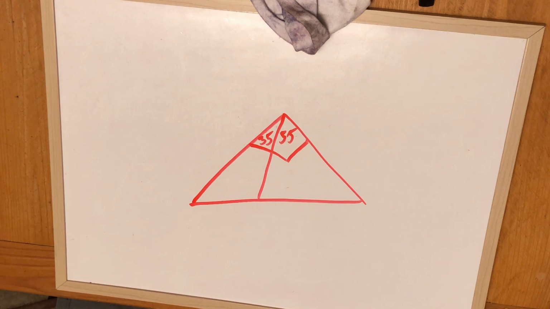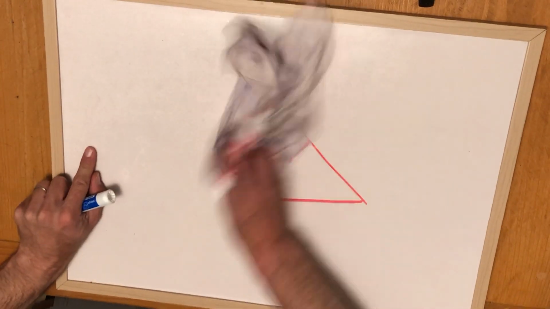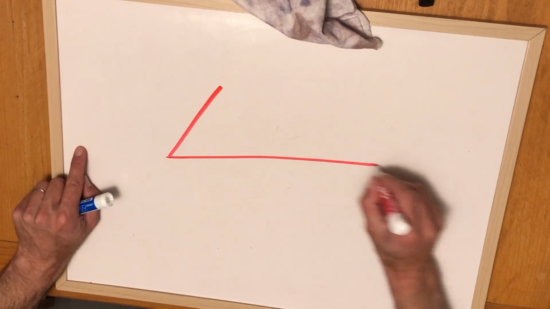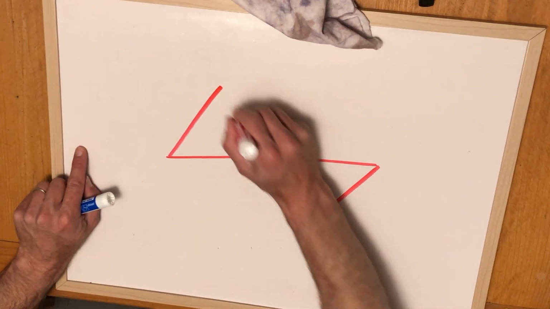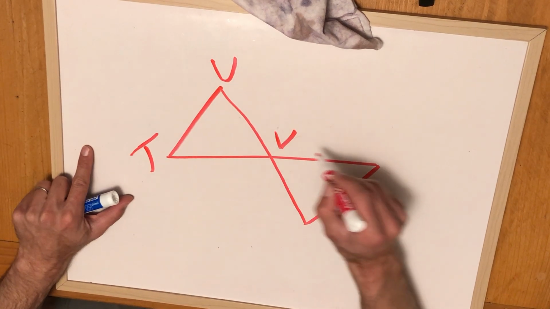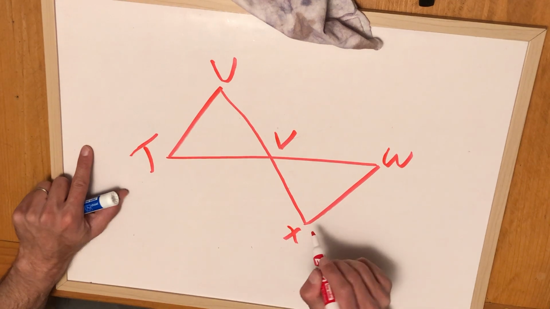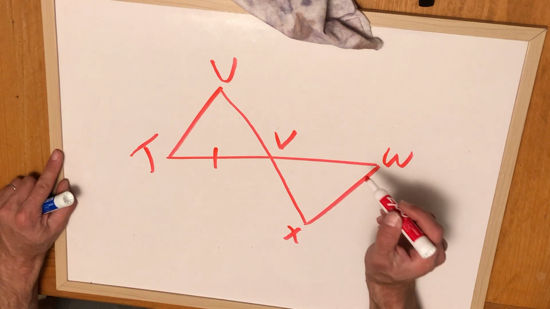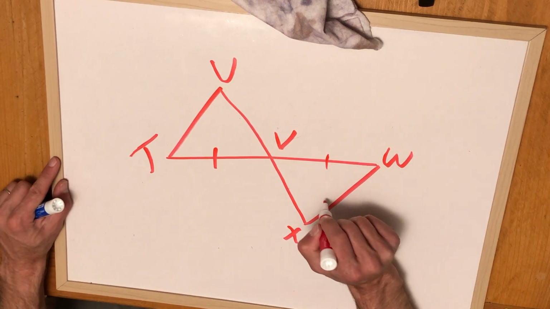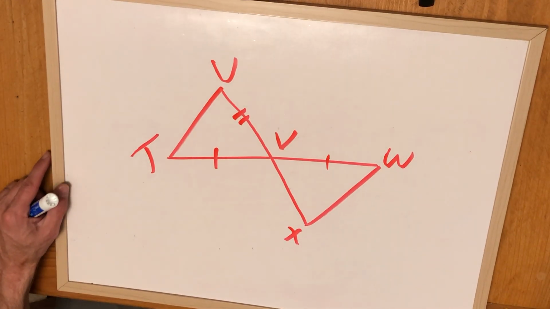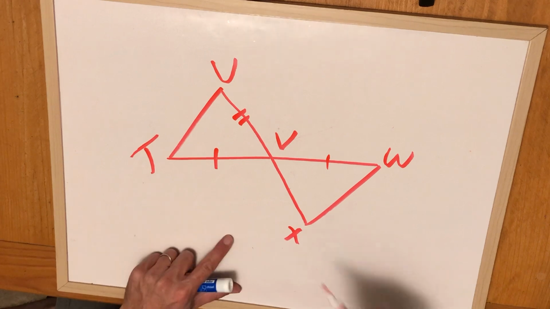Number 23. Which of the following statements is true? Okay, I think the best way to do this is to just label everything. So it gives you T, U, V, W, X. So I'm going to go ahead and label everything. TV is congruent to VW. All right. UV is congruent to XV.